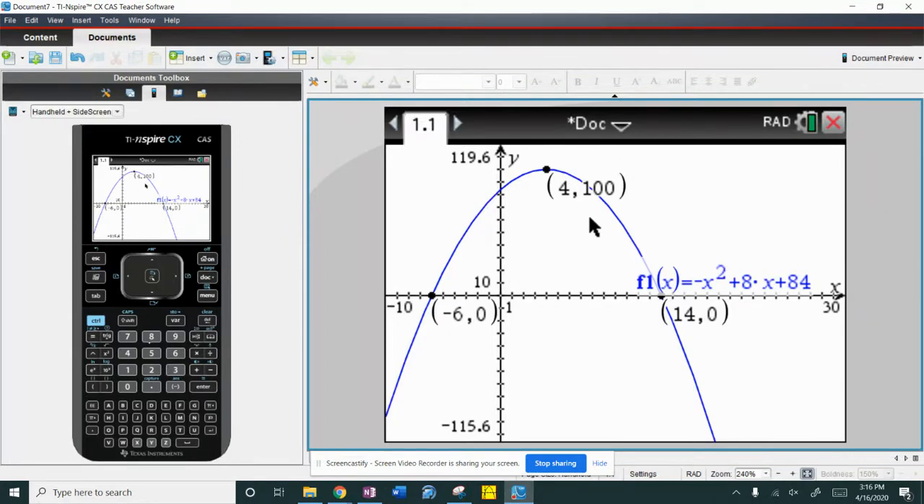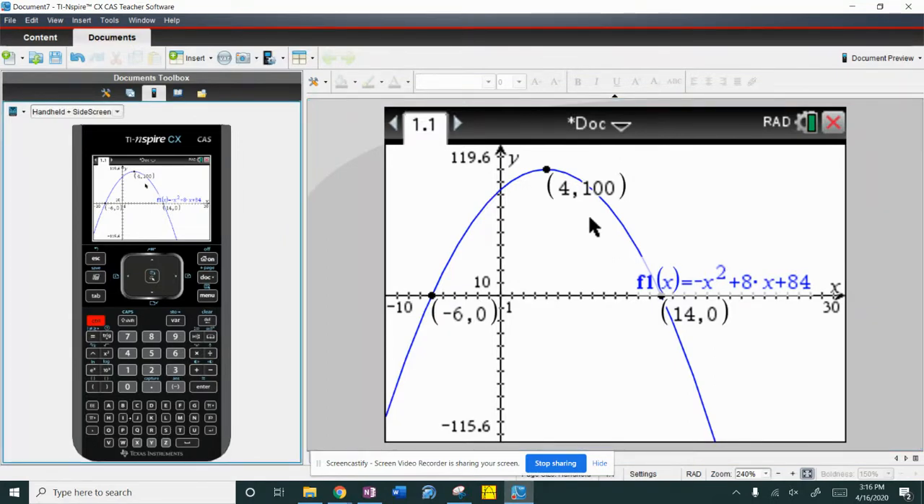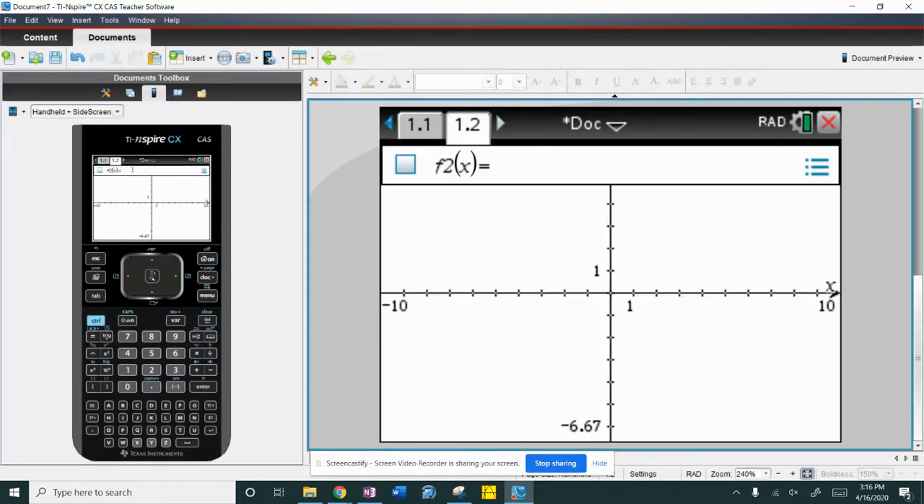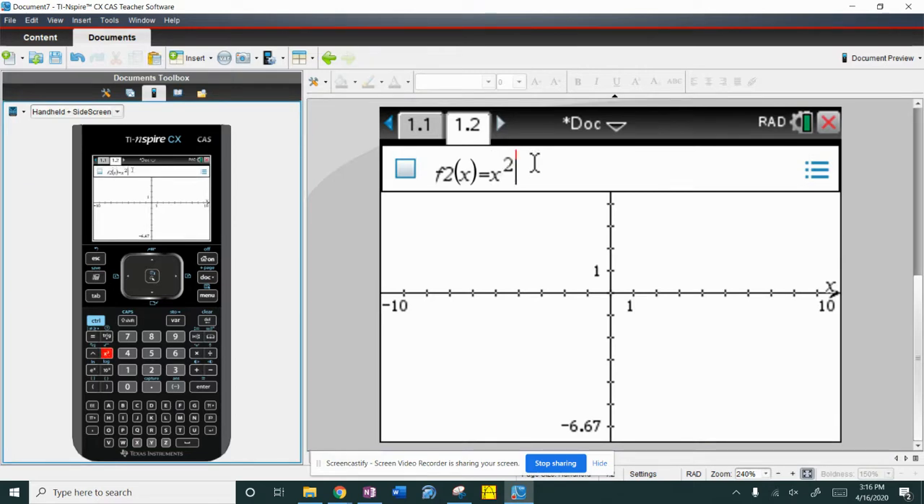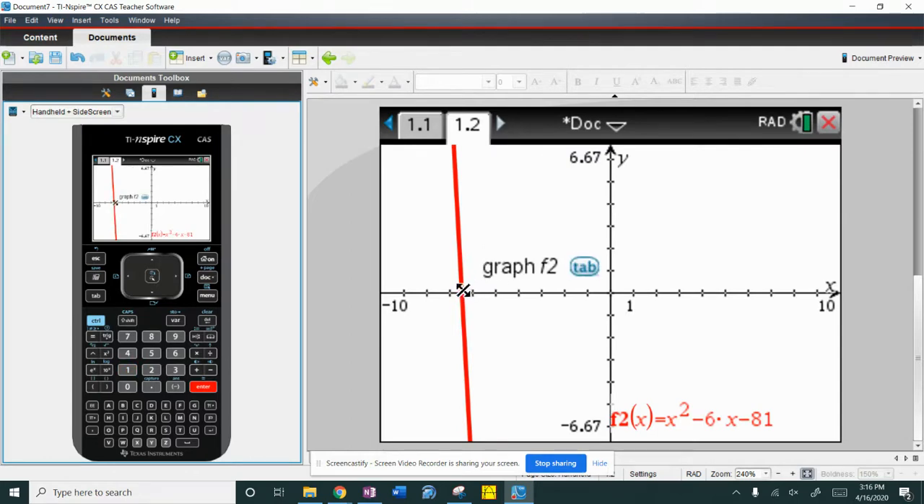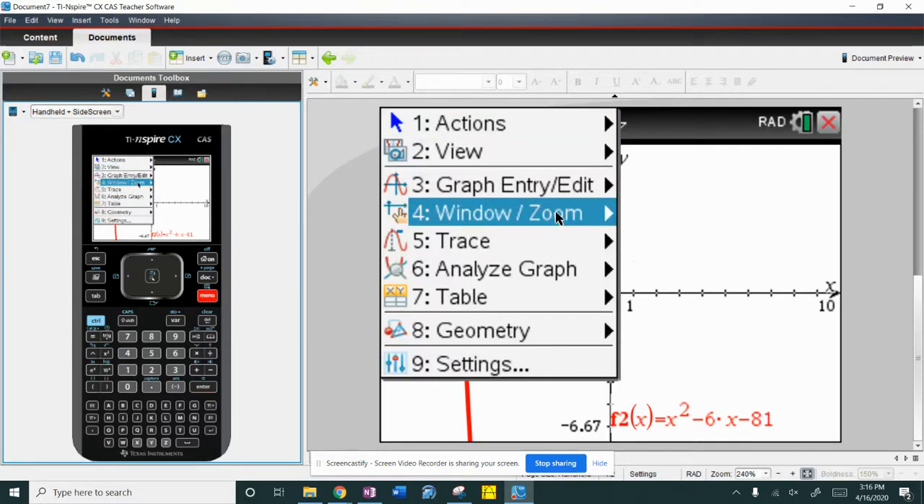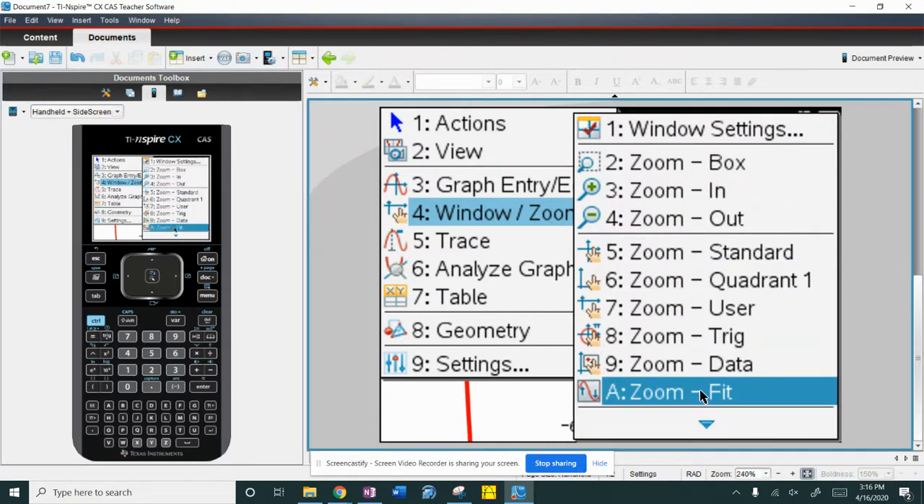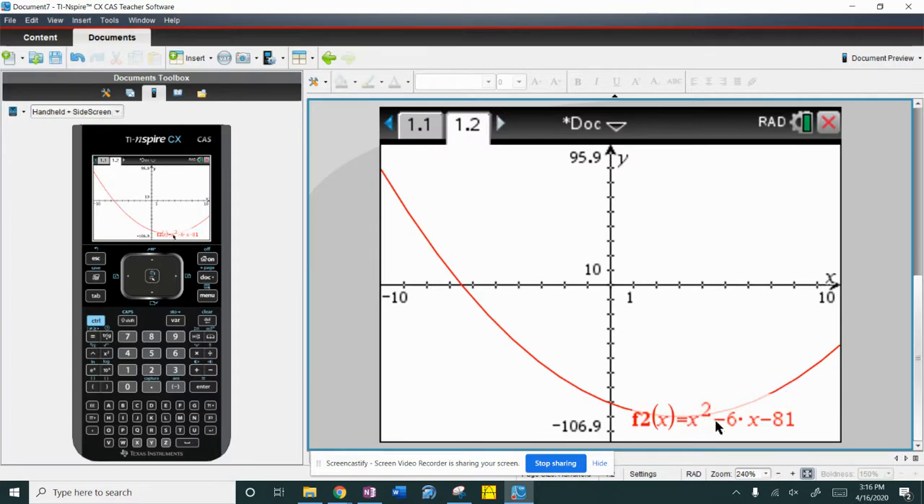So I'm going to do Control I. I'm going to put in a new page. I'm going to do a second graph here. And for this graph, we had x squared minus 6x minus 81. Press enter. Again, I just see one of the zeros, one of the x-intercepts, one of the roots. So I'm going to go to my window. So that's here. And I'm going to go all the way down first to A, which is zoom fit. That allows me to see this minimum.